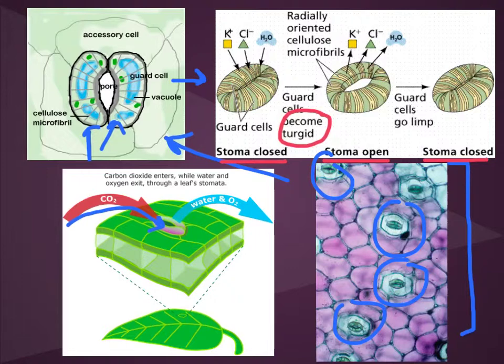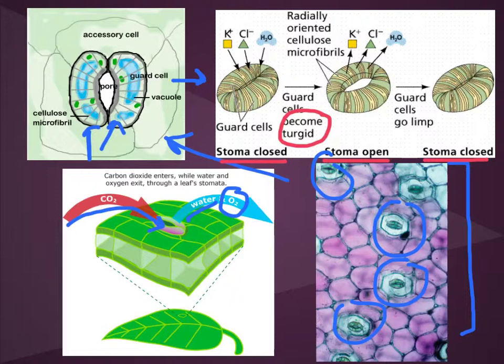Not only that, but the waste products generated, specifically oxygen gas, also leave via the stomata, and water transpiration happens. Evaporation from leaves: water leaves the leaves via the stomata. Okay, so we see the function of the stomata when it's open is to take in carbon dioxide and to allow oxygen gas as well as water to leave the leaves.